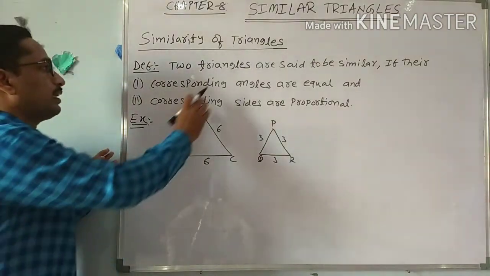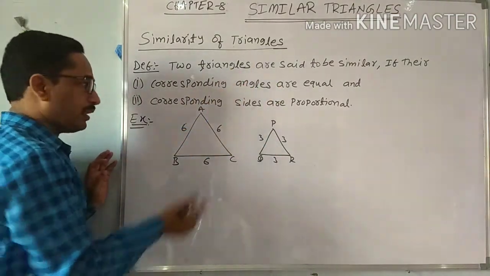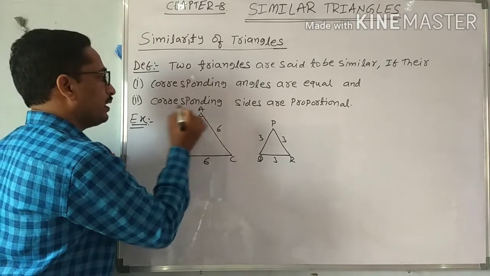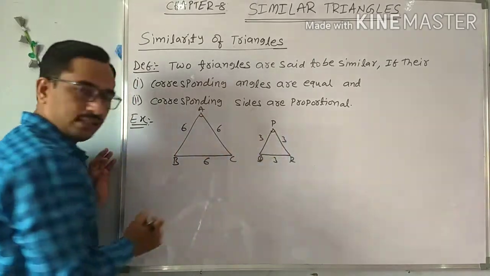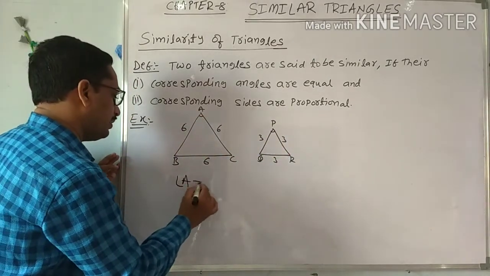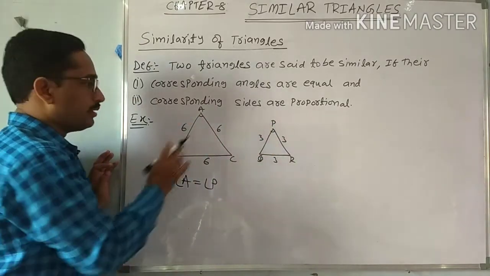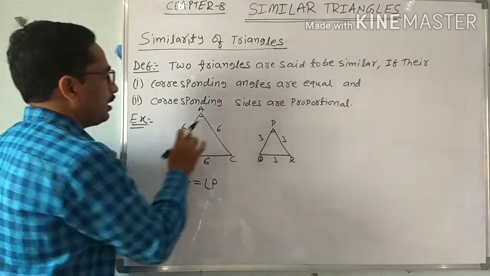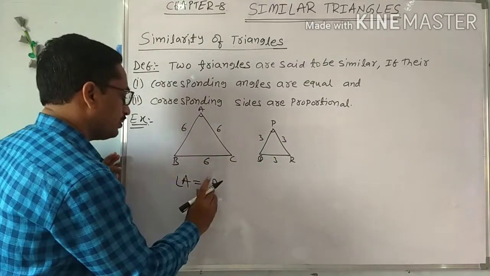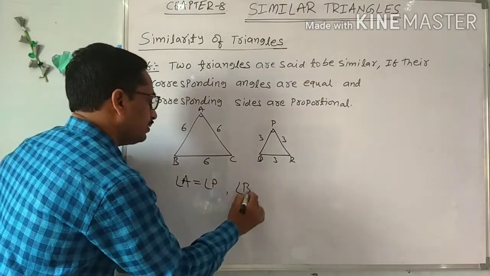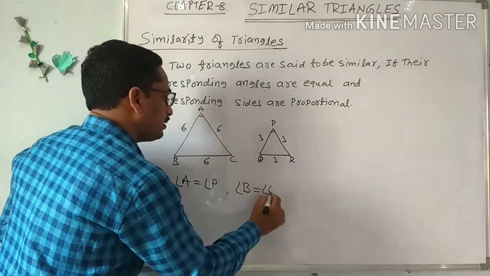Now check the corresponding angles. The meaning of corresponding angles: angle A here, its corresponding angle here is P, meaning angle A is equal to angle P, because 60, 60. In similar equilateral triangles, all the angles are the same. Next, the second angle B is equal to angle Q.